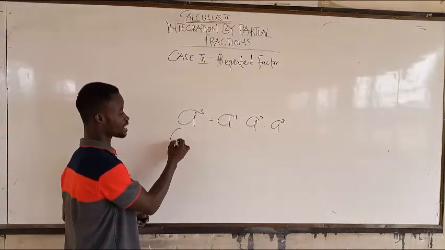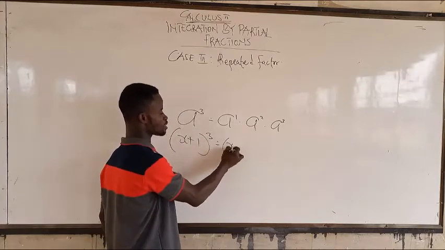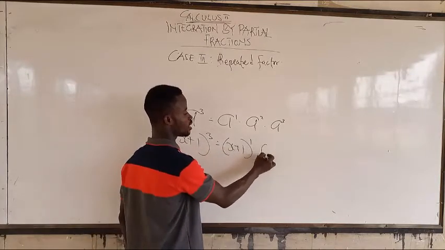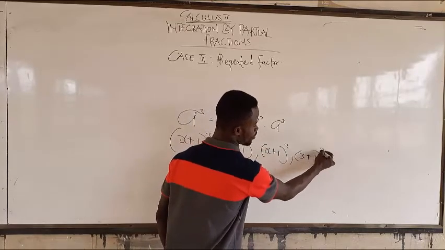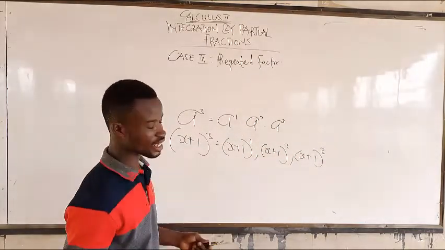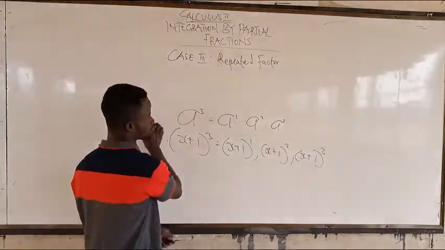So this a can be s plus 1. So with this you get s plus 1 to the power 1, s plus 1 to the power 2, s plus 1 to the power 3. Then it continues like that. It depends on the power that we have here. Very good.